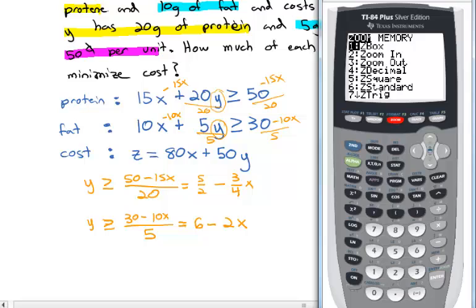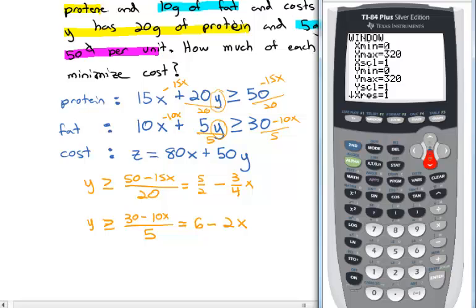Now we'll hit the zoom button. Or I'm sorry, the window button. Wrong button. Now we hit the window button. Again, we're not going to have negative of brand X and negative of brand Y. So zeros are good for our minimums. For our maximums, I like to always pick the y-intercept, the biggest y-intercept.